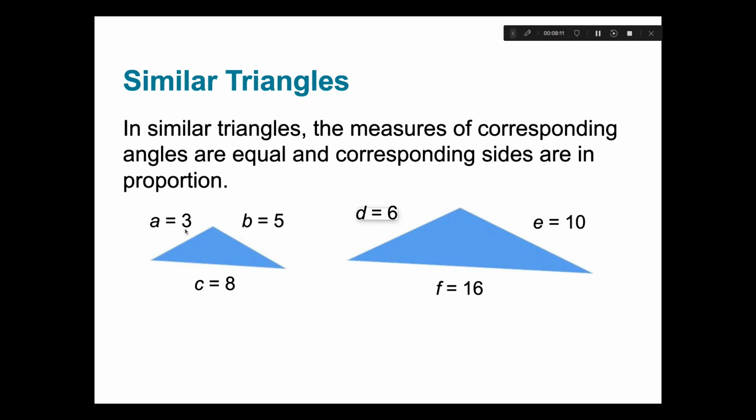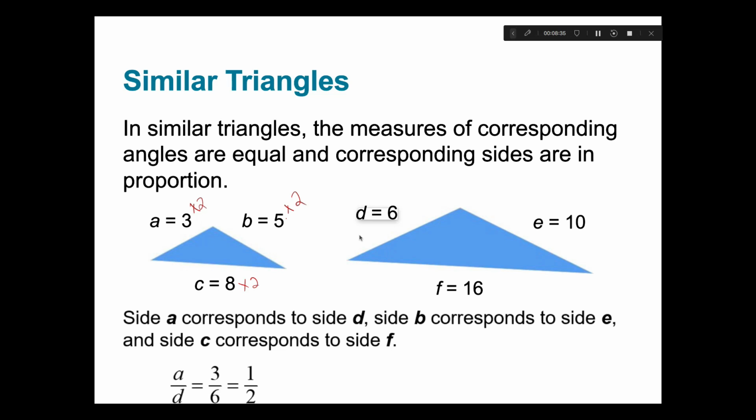Double. So A to D would be times 2. B to E would be times 2. And 8 times 2 would give me 16. So these are proportional because we're multiplying all the sides of one triangle by the same amount to get to that other triangle. They can set it up in a proportion, and they show that it is a proportional or similar triangle.